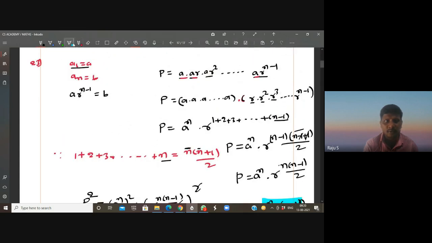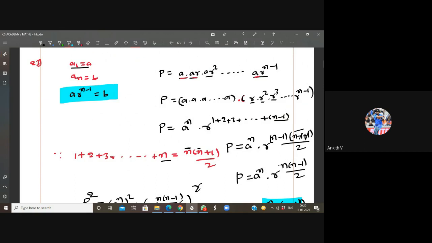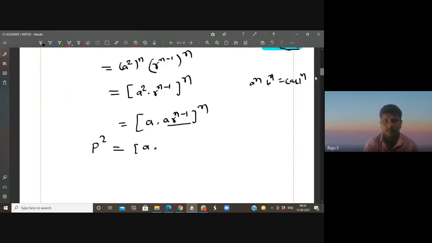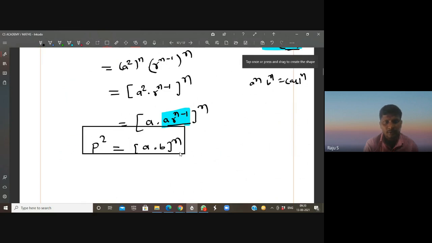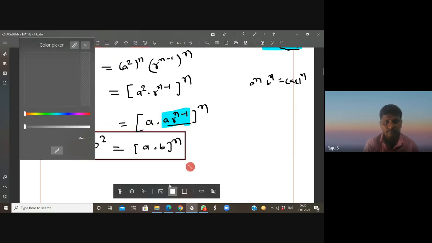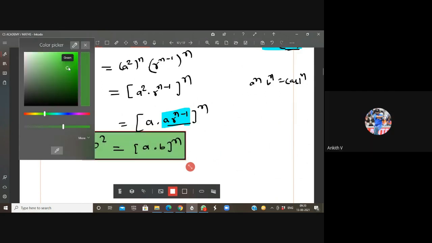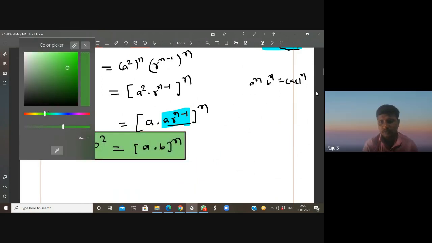B. That's all. This is the nth term. Nth term is clearly equal to B. Got it? Clear, students? Any doubts here? No, sir. Right, simple question, right?